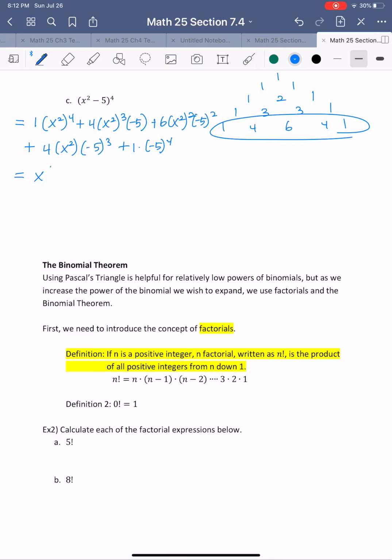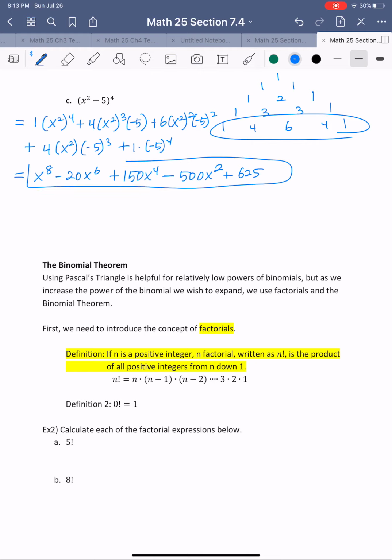So the first one is x to the 8, and then 4 times negative 5 is negative 20x to the 6, and then it's going to be plus, and then we need to multiply negative 5 squared is 25 times 6, which is 150x to the 4, and negative 5 cubed is negative 125 times 4, which is negative 500x squared, and plus 625. Negative 5 to the fourth is 625, yeah, that's all.